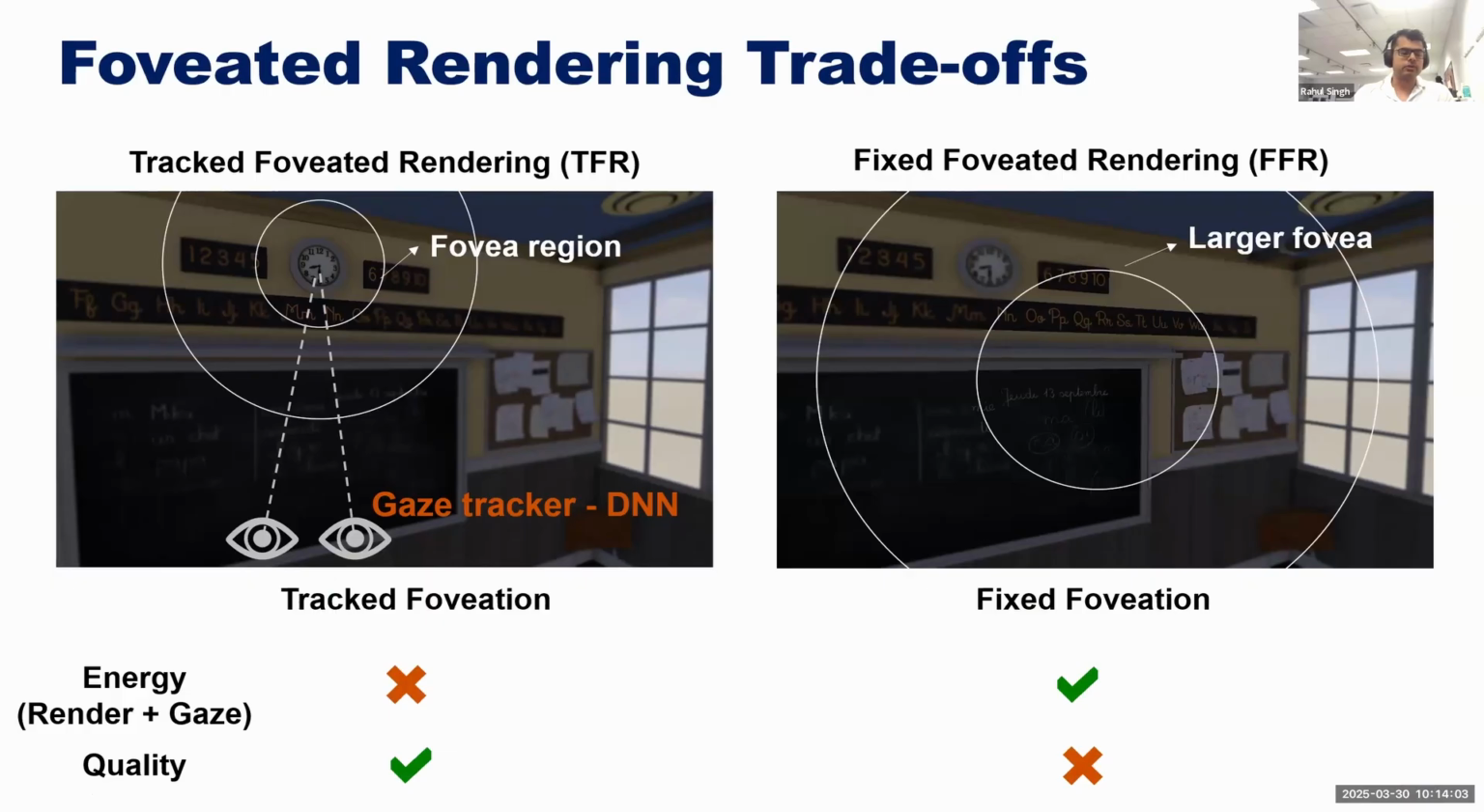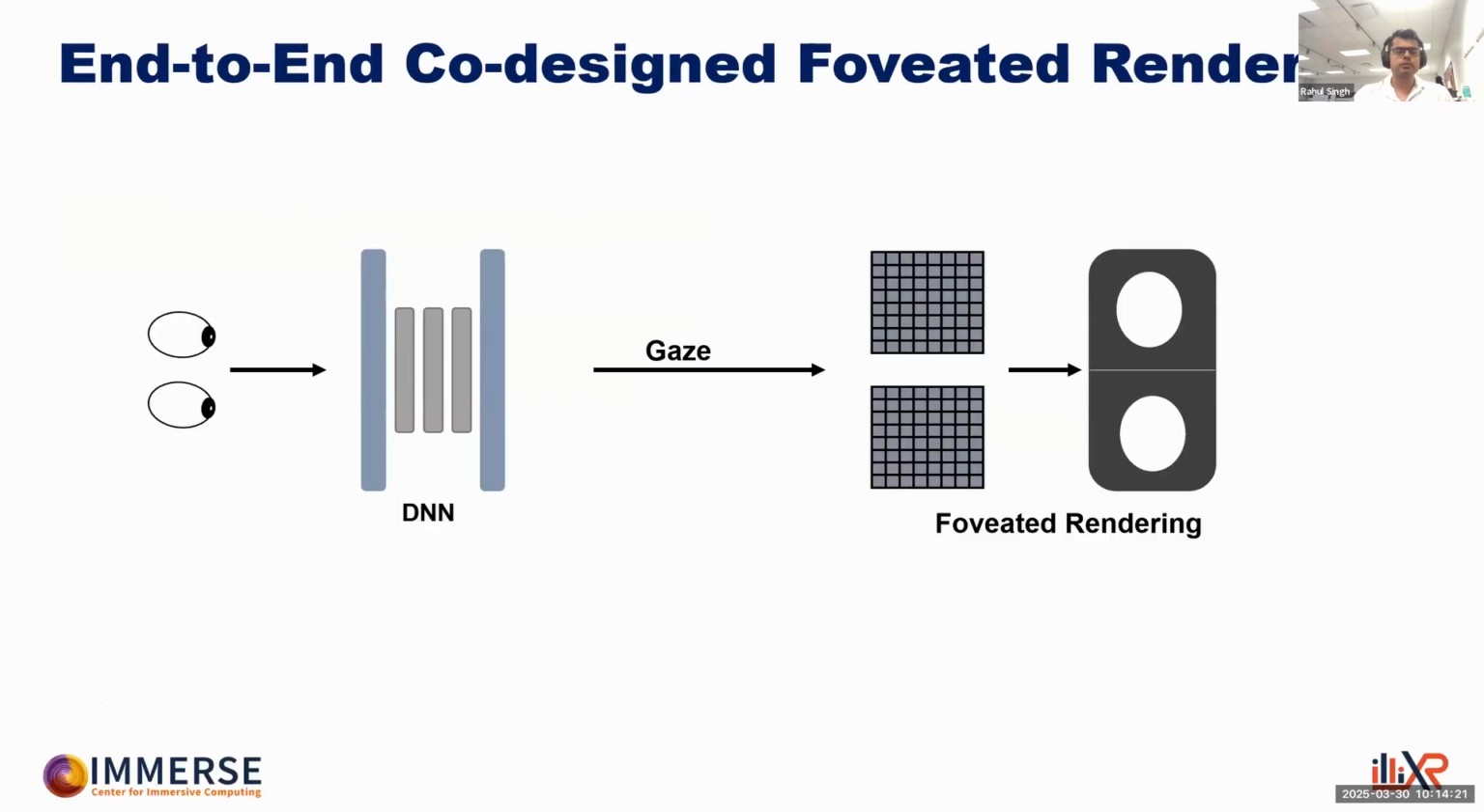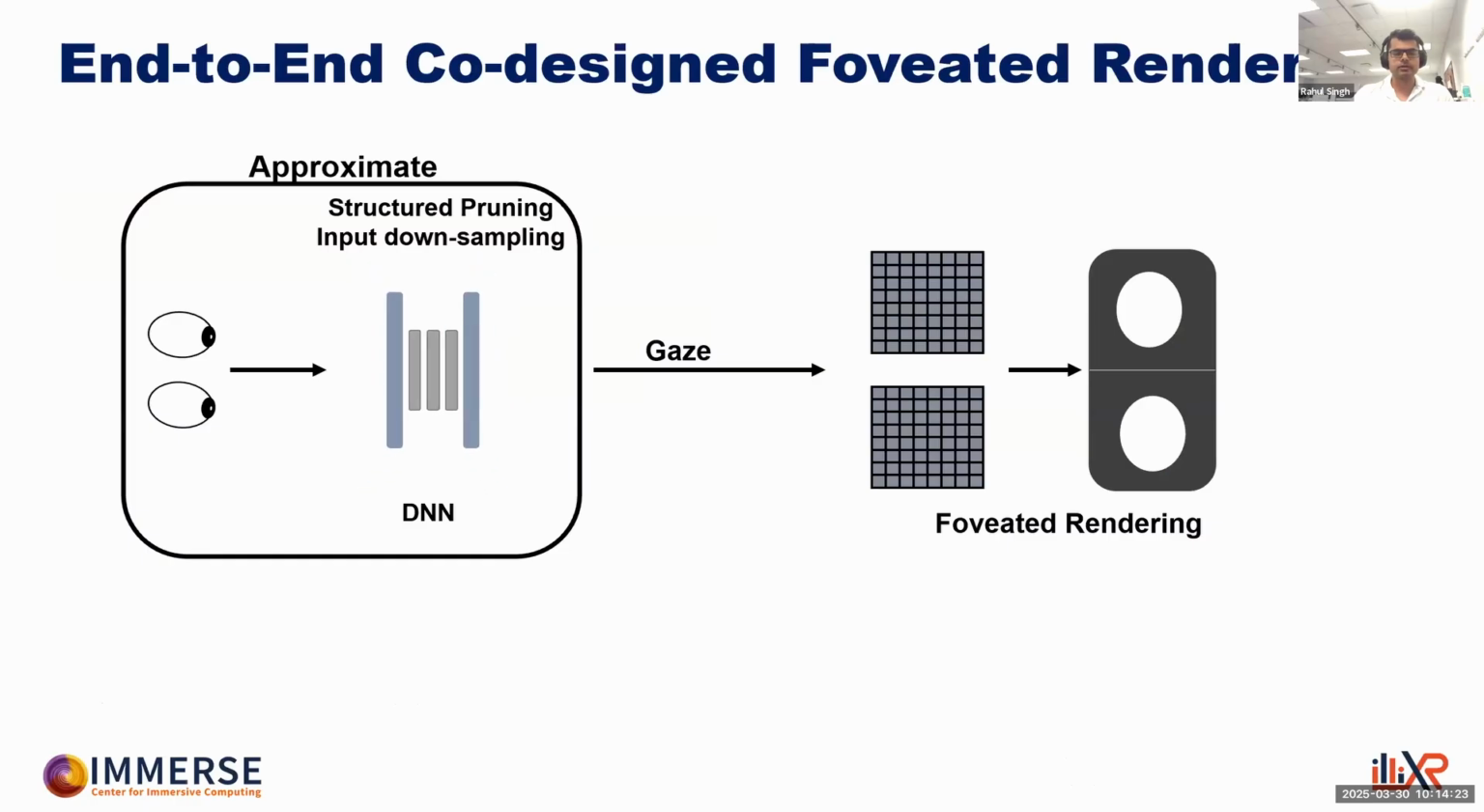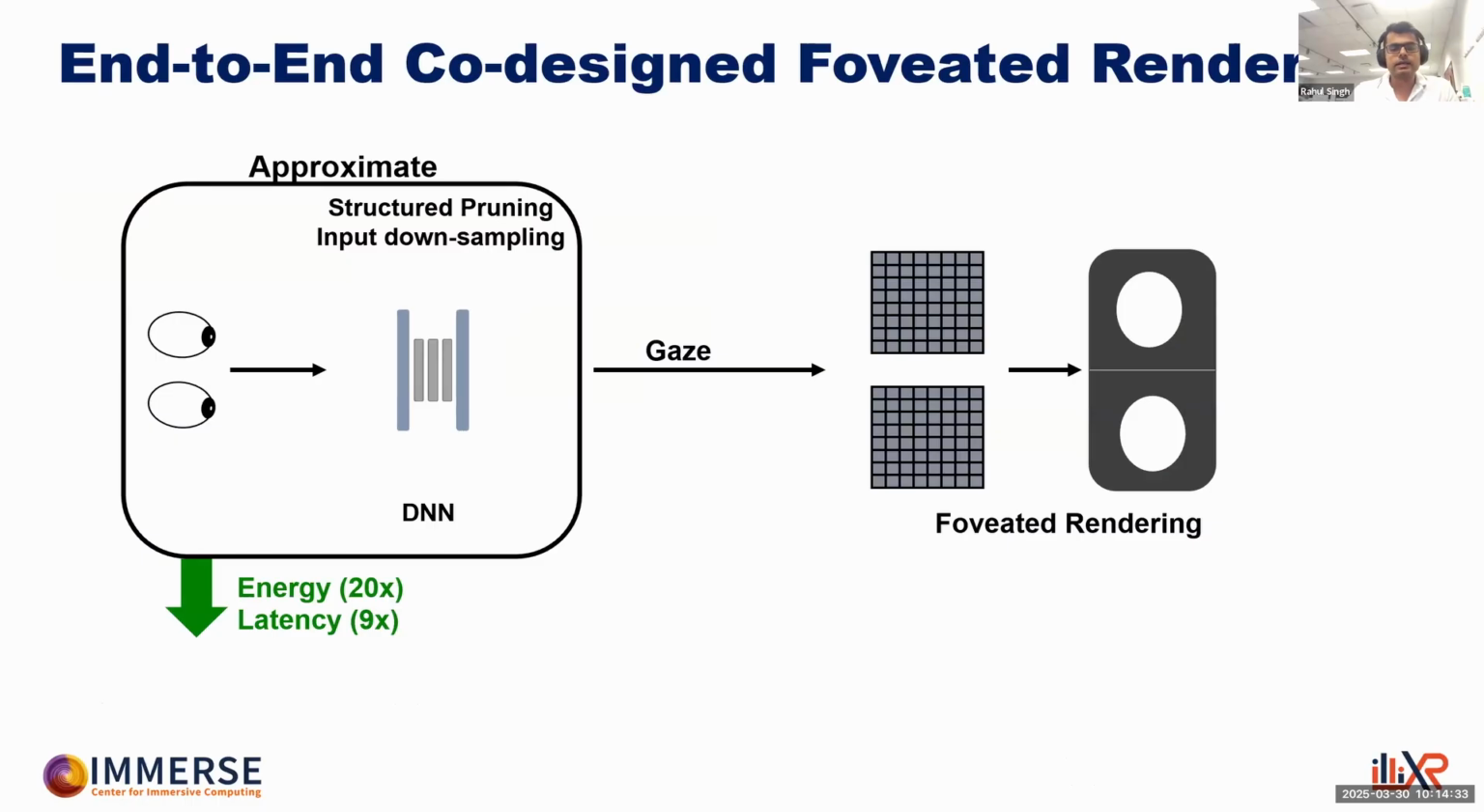For tracked foveation, we have higher energy because of the gaze tracking overheads, but the quality is better. For fixed foveation, the energy is low, but the quality is compromised. Ideally, we want the best of both worlds. So we approach this by approximating the gaze tracker. We use structured pruning and input downsampling for this. And this reduces the energy cost by 20x and latency by 9x. But the approximation causes gaze error, which in turn causes an overall quality loss.